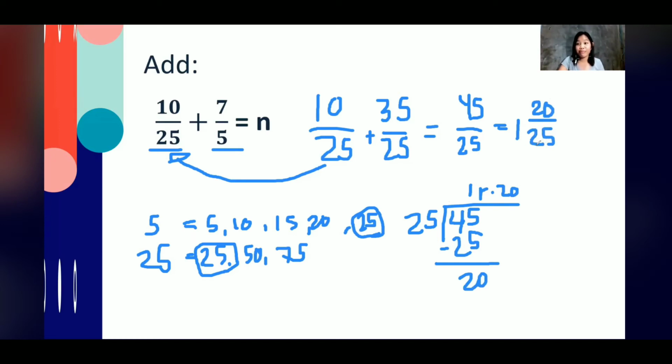Are we done? Not yet, because 20/25 can still be simplified. We will divide both by 5. So 1 here. 20 divided by 5 is 4, and 25 divided by 5 is 5. Are we done? Correct. Meaning 10/25 plus 7/5 is equal to 1 and 4/5. 1 and 4/5 is our final answer. Got it right?